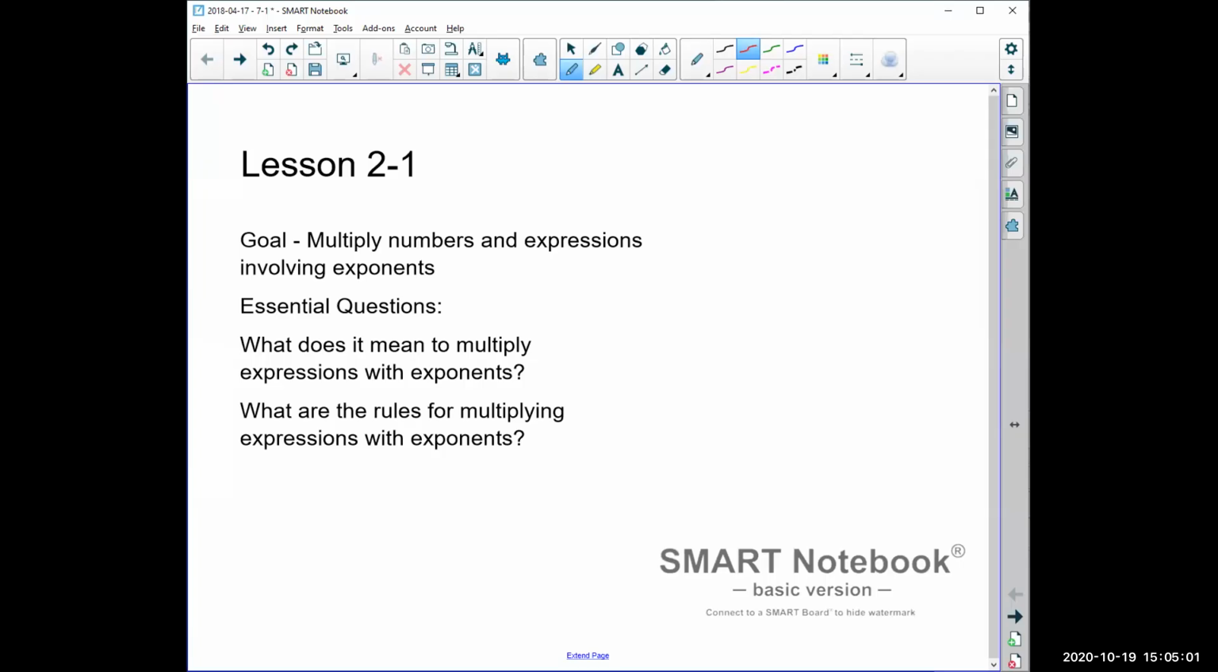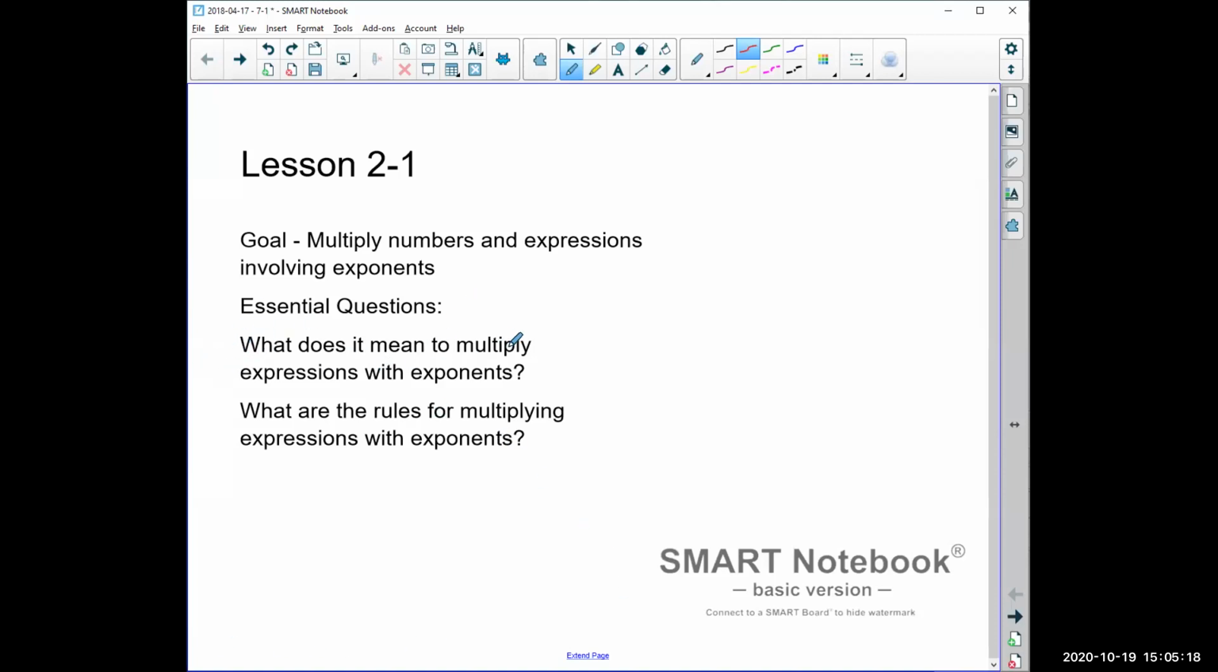Hi guys, today we're going to talk about lesson 2.1, which deals with multiplying numbers and expressions with exponents. So we're going to talk about the properties of exponents here. We'll start out today just talking about multiplying things together. We're kind of focused on two things.